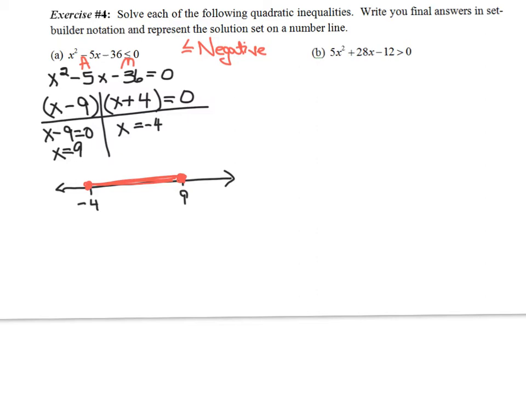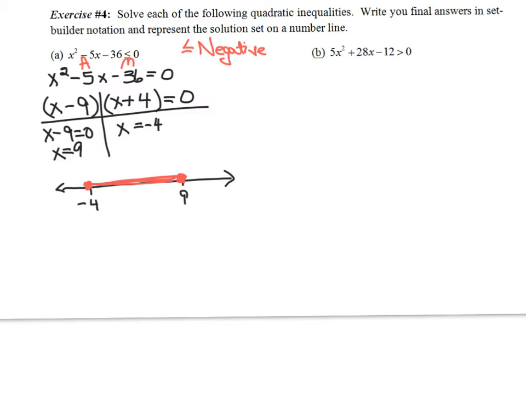Let's go ahead and try a number after 9. 10 works nicely. So when I substitute 10 into this factor, that's positive. 10 into this factor, 10 plus 4 is positive as well. So positive times positive gives me a positive solution, so it doesn't fit the requirement of being negative. So therefore, my solution is just all the numbers between -4 and 9.